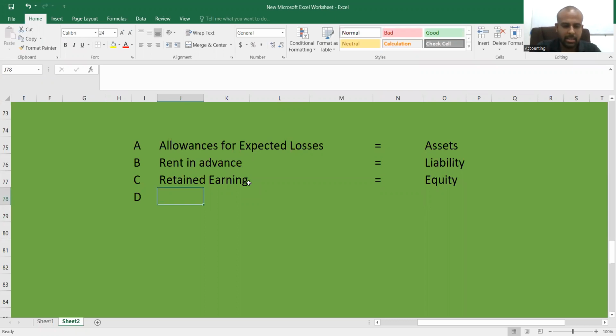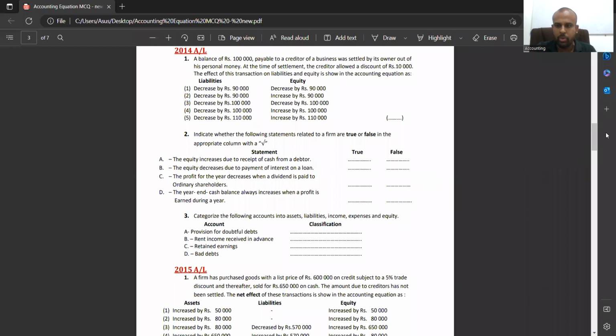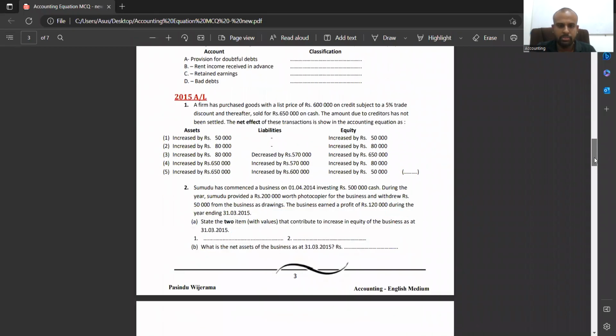One last thing: bad debts. Now we do not use this word. Instead of the word bad debts, what is the word we use? Impairment losses. Could you tell me what account impairment losses is? Yeah, it is an expense account. Very good. Impairment losses is an expense. Good. That is all about 2014. We'll move into the 2015 AL paper question.